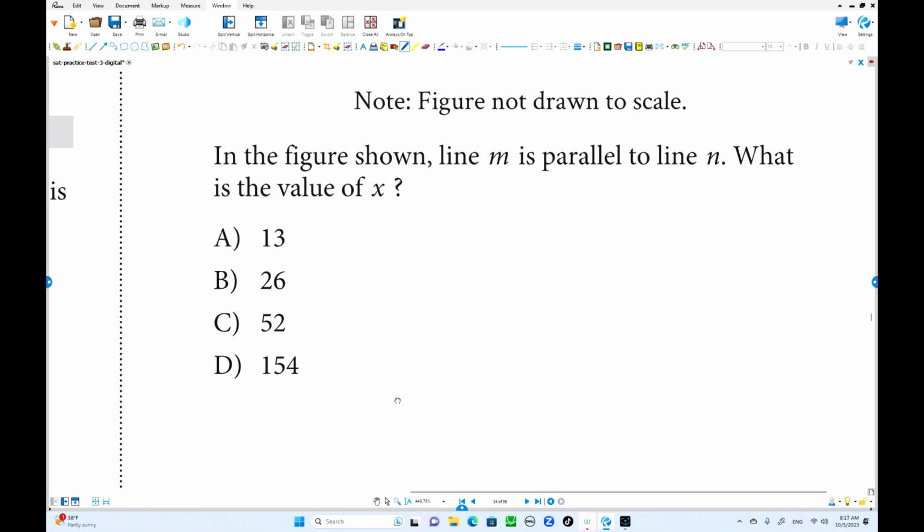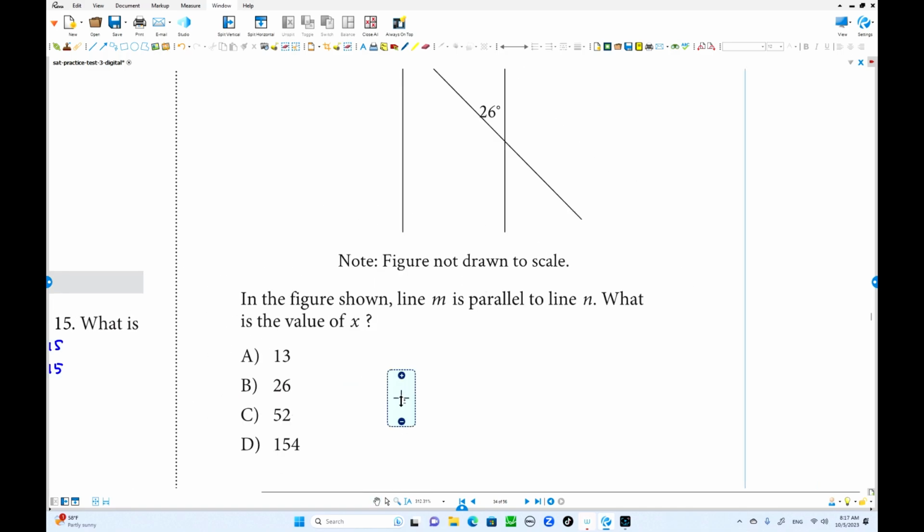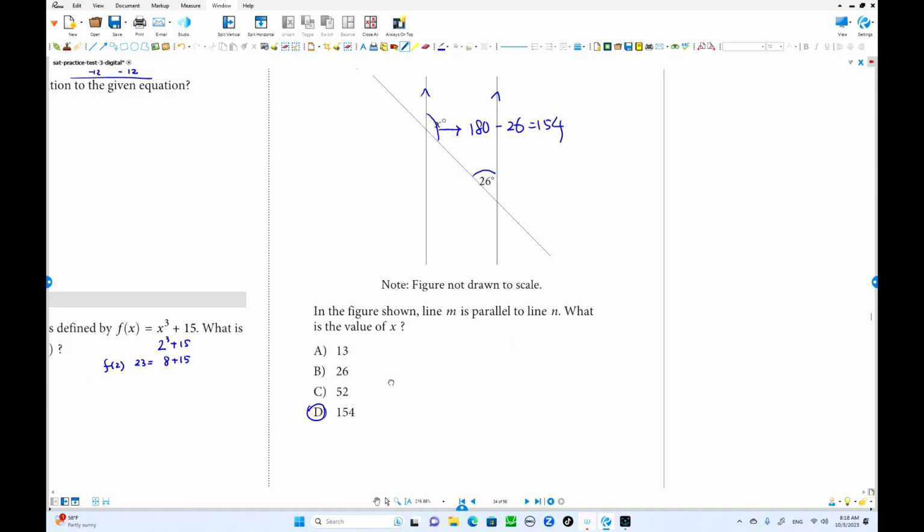Move on to number 4. What is the value of x in the graph? Because these two lines are parallel, the sum of these two angles on the same side equals 180. They are supplementary. So 180 minus 26 is equal to this angle. Okay, x is what? 154. Choice D is the answer.